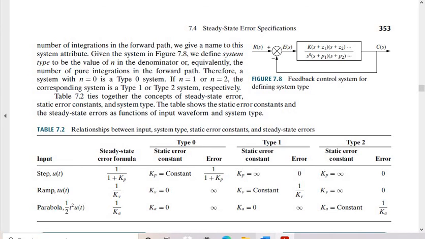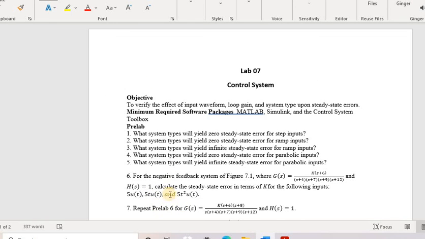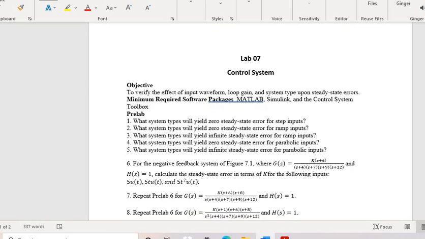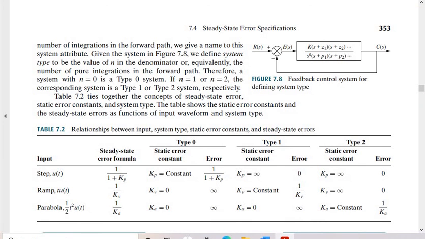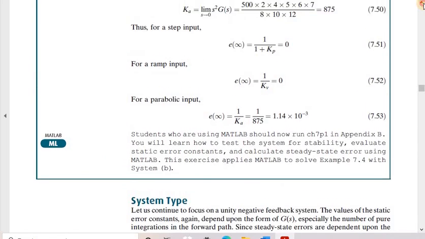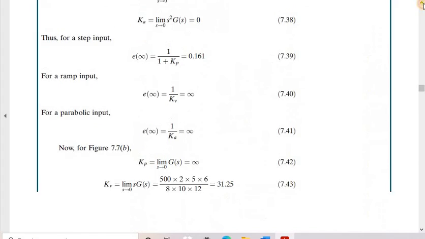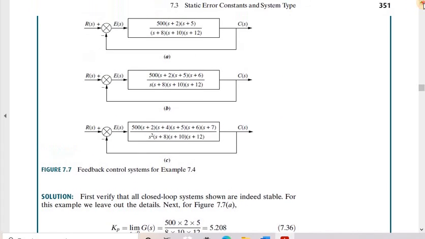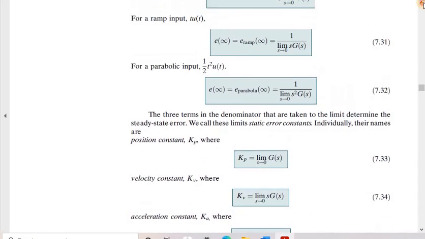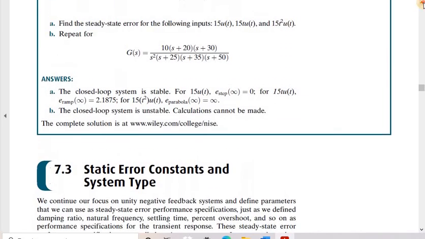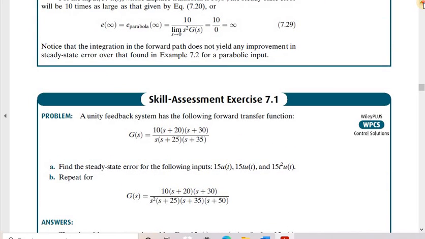Now questions 6 and 7 say that you have this negative feedback scenario, and this is the block diagram. To solve questions 6, 7 and 8, I recommend you first do the example on page 347, where you have to calculate the steady state error. If you are struggling with how to find it, just go to page number 347.